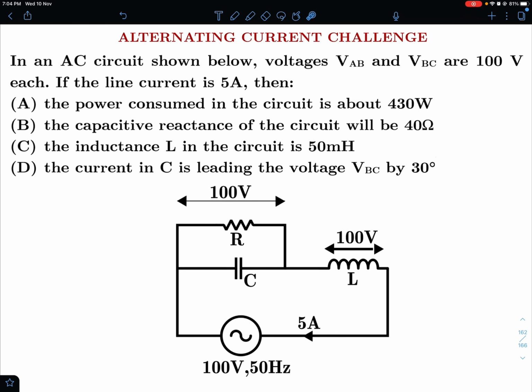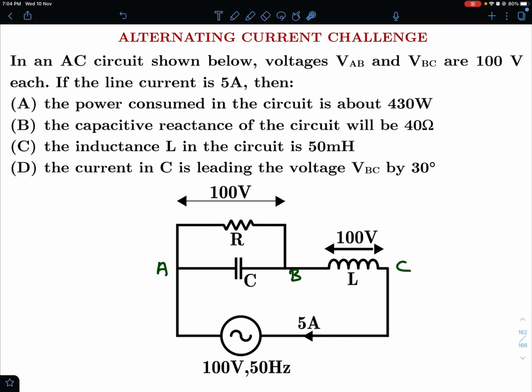So let me state the problem for you. In an AC circuit shown below, voltages VAB and VBC are 100 volt each. So let me just mark the points AB and BC for you. So this is your AB and this is your BC. Okay, so voltage across AB and BC both are 100 volt each. Okay, and the line current is 5 ampere. So this current is 5 ampere going like this. Okay, this is 5 ampere current.